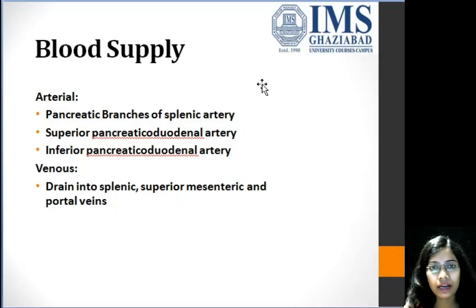are composed of pancreatic branches of the splenic artery and the superior pancreatico-duodenal artery, that means the pancreatic and duodenal arteries are comprised together, arising from the superior part, whereas the inferior pancreatico-duodenal artery again comprises pancreatic and duodenal arteries, and is arising from the lower part of the pancreas. Venous blood drains into the splenic, superior mesenteric and portal veins.